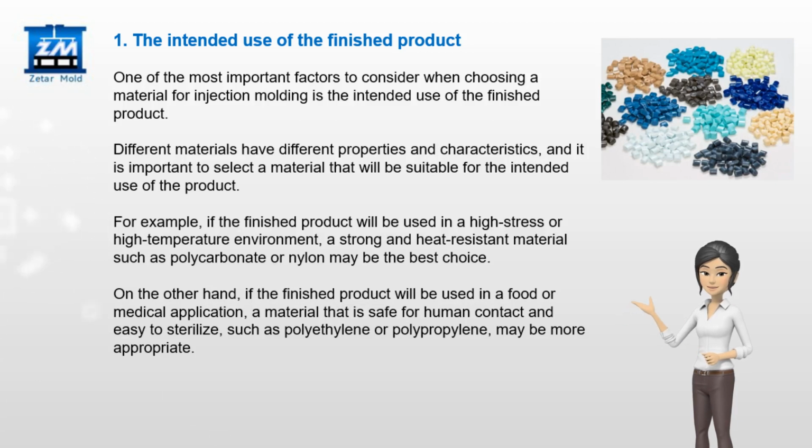The intended use of the finished product. One of the most important factors to consider when choosing a material for injection molding is the intended use of the finished product. Different materials have different properties and characteristics, and it is important to select a material that will be suitable for the intended use of the product. For example, if the finished product will be used in a high-stress or high-temperature environment, a strong and heat-resistant material, such as polycarbonate or nylon, may be the best choice.